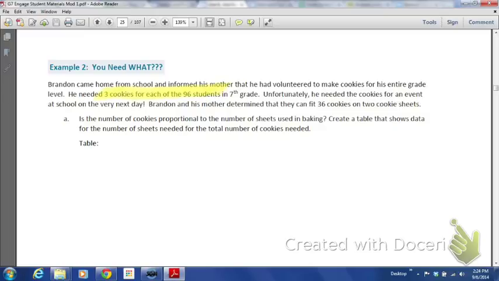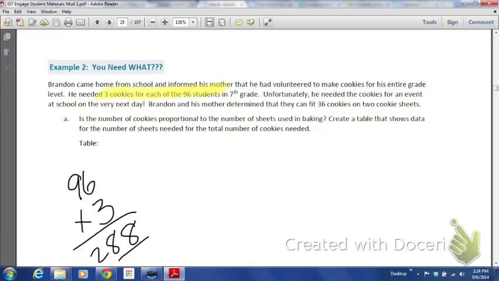Okay, so the first thing you'd probably want to look at in this problem is how many cookies he needed. So he needed 3 cookies for each of the 96 students in 7th grade. So that's going to require a little bit of multiplication. Hopefully you guys understood that. I'll tell you honestly, though, looking at this problem, it's a little bit convoluted in the way it's written. I have to tell you. I think I'm going to just ask you guys. That's 288. So he needs 288 cookies.